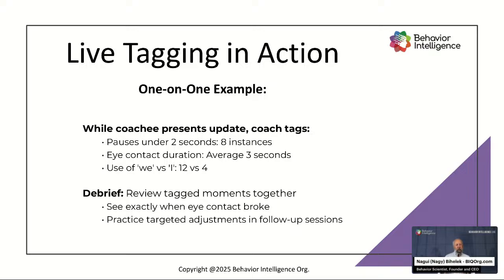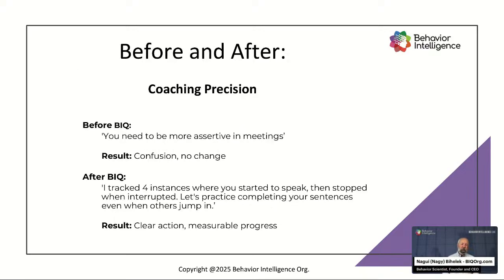In a one-on-one example, when you're working with someone on your team or you're coaching someone, you're taking maybe some of these notes. This person pauses under 2 seconds in 8 instances, made eye contact 3 seconds, all sorts of stuff like that. We had a coach on our team that was great at that. I called him the observer. In the debrief, this becomes very difficult to change.